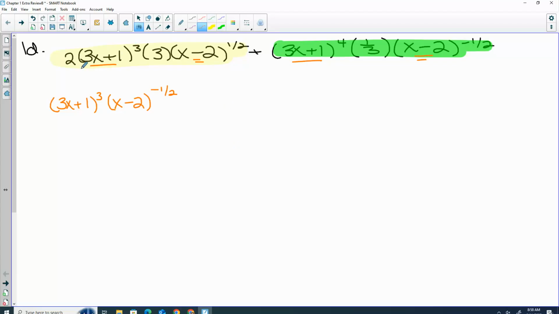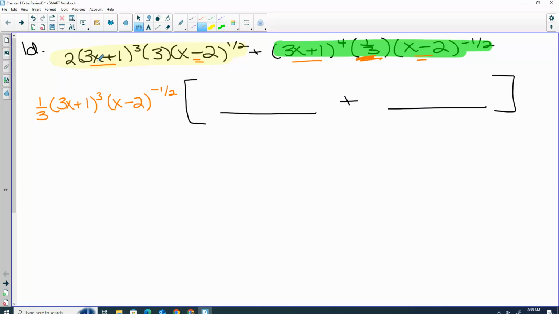Coefficient-wise, 2 times 3, that's a 6. This is a 1/3. You don't necessarily have to take it out, but if you don't want to have a fraction in there, which might make it a little bit nicer, let's go ahead and just take out a 1/3. So now, we need to look at what we have remaining. So we have to do each term.